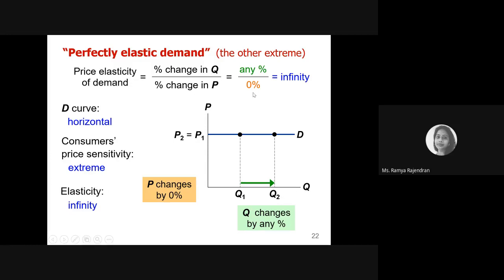Okay, so we have been discussing the types of demand: perfectly inelastic demand, inelastic demand, unit elastic demand, elastic demand, and perfectly elastic demand.